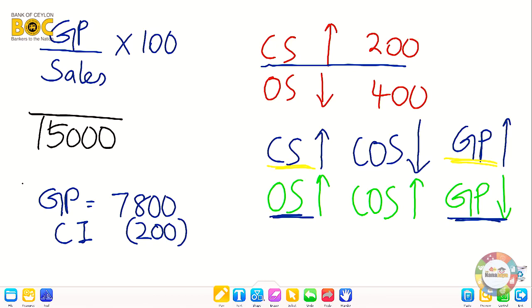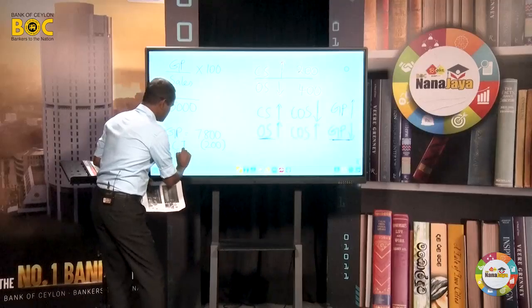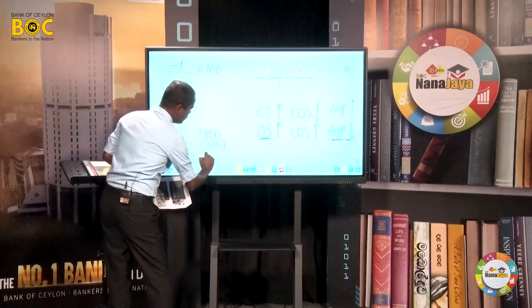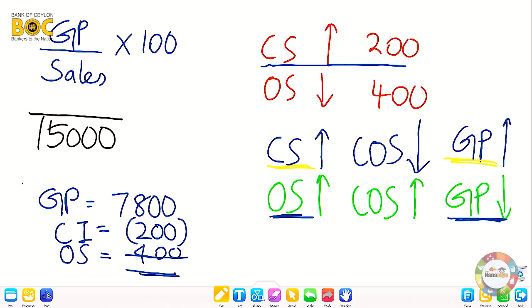Now what has happened? The opening inventory is understated. Opening inventory understated means cost of sales is also understated, and gross profit has been overstated. The error done by the company, opening stock understated, means profit has been overstated. In the opening inventory adjustment, we have to minus another 400 to get the correct opening stock.